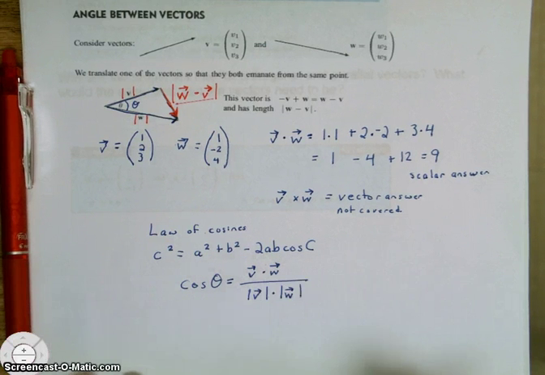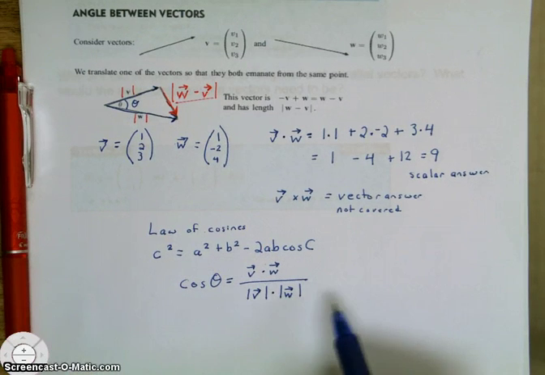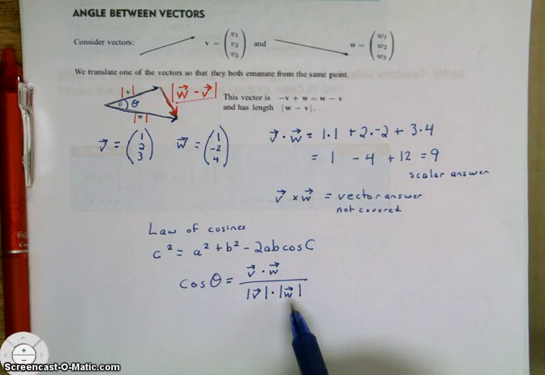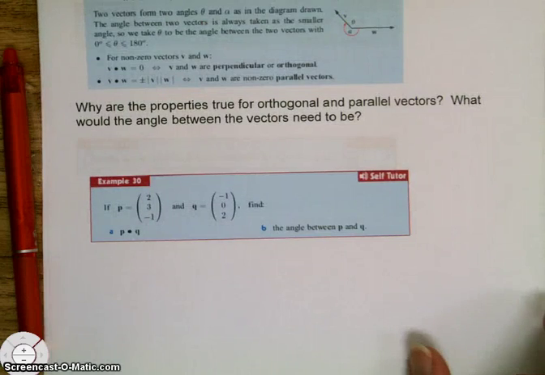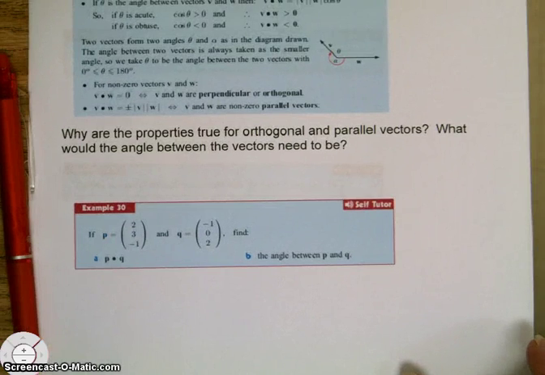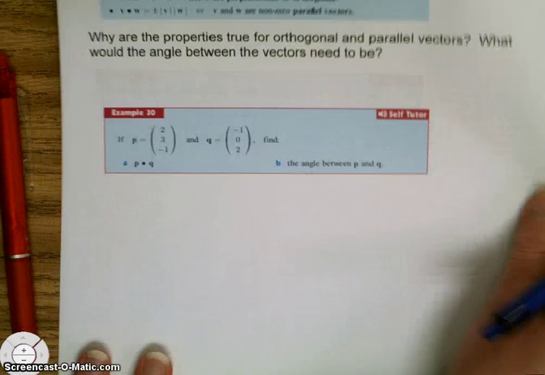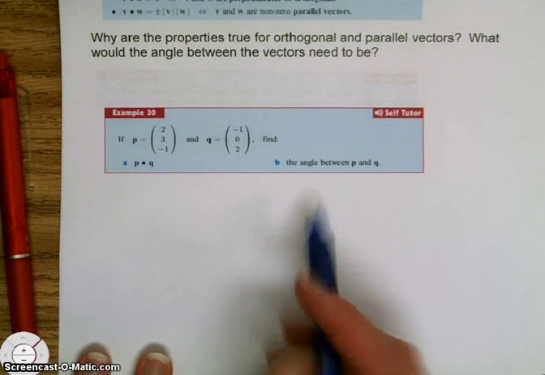And just remember, it comes from the law of cosines. This formula is on your formula sheet, and it's going to enable us to find the angle between two vectors. All right, so we're going to move on to the next page. There's a lot of questions on this page, but I'm going to demonstrate them through problems. So let's take a look at this.